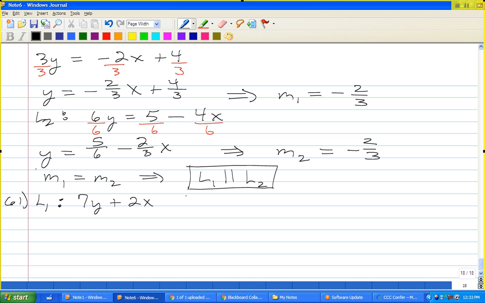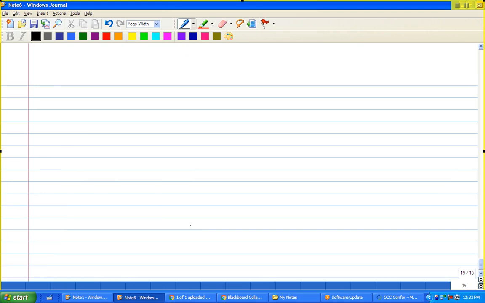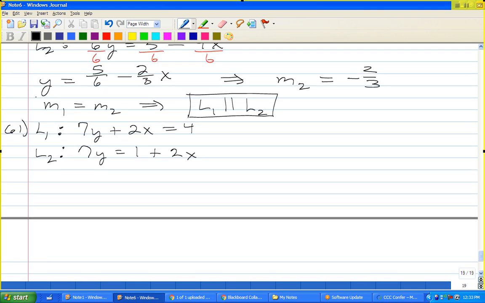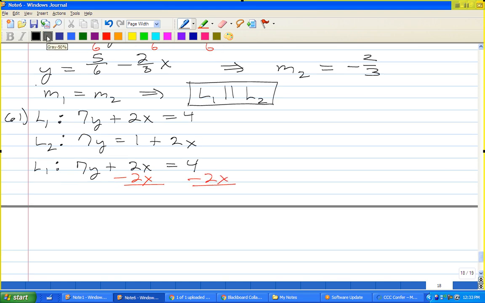7y plus 2x equals 4. 7y equals 1 plus 2x. Okay, so let me look at the first line. Subtract 2x from both sides of my equation in order to isolate y on one side of the equation.